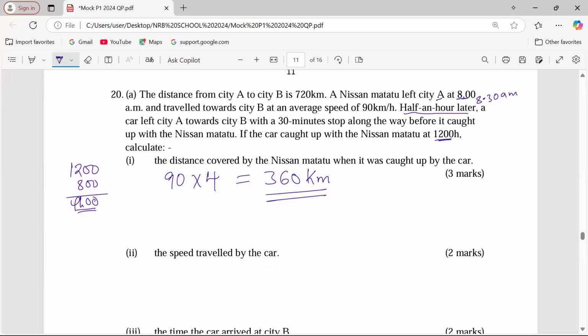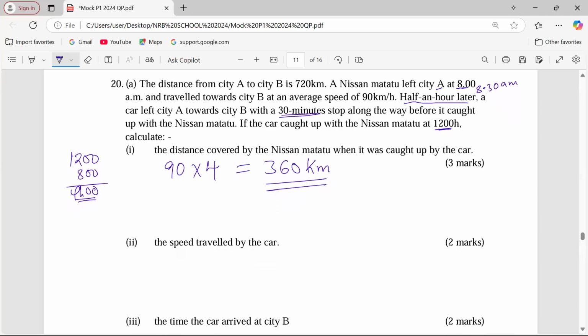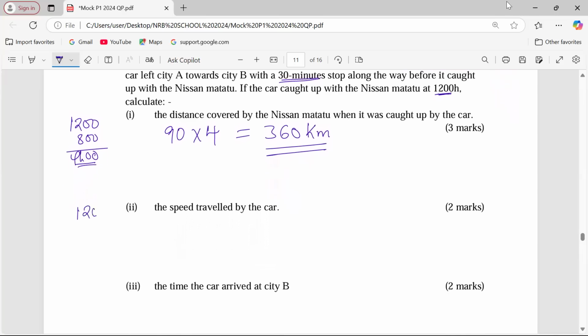So the car started at 8:30 and it's catching up with the Nissan Matatu at 12 noon. That means because it also stopped for 30 minutes, we will take the time difference from 12 and 8:30 when it began. This is going to be giving 30 minutes, then 11 minus 8, giving us 3 hours, 30 minutes.